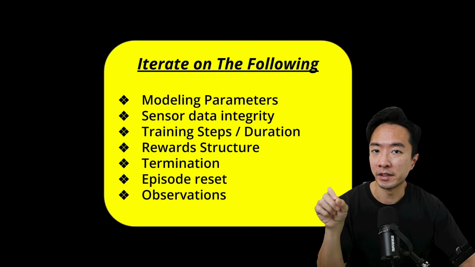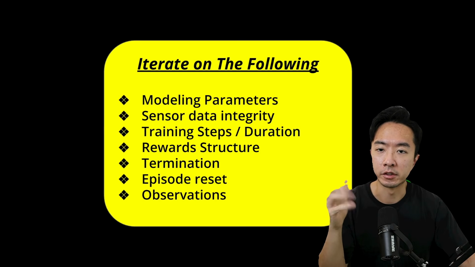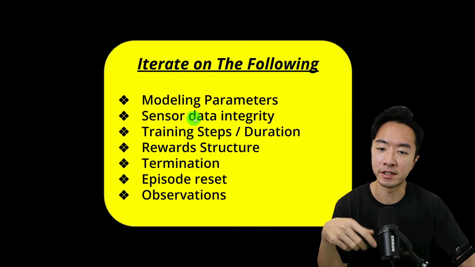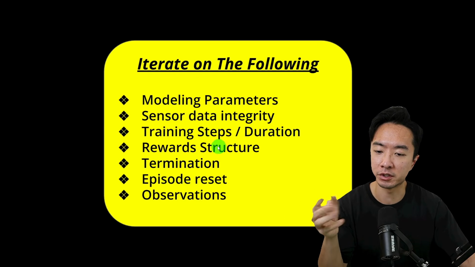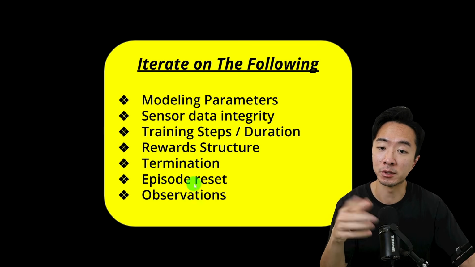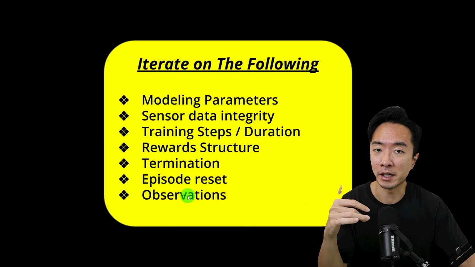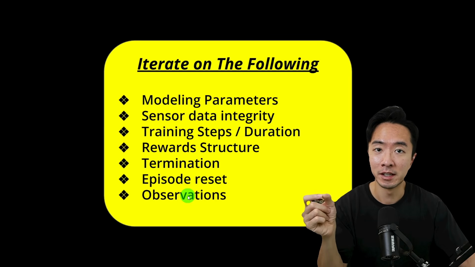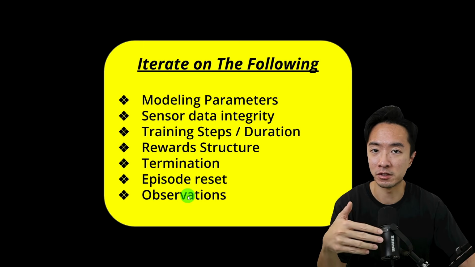Now, your model is probably not going to work the first time. I had to try over and over again until I got my model to work. So you can consider iterating on the following things: the modeling parameters, the sensor data integrity, the training steps and duration, your reward structure, the termination, the episode reset, and all your observations. A lot of these things will impact your results, and it's going to be an art. But the key thing is you have to understand how to look at your data and interpret it, and then make the right decision after that.